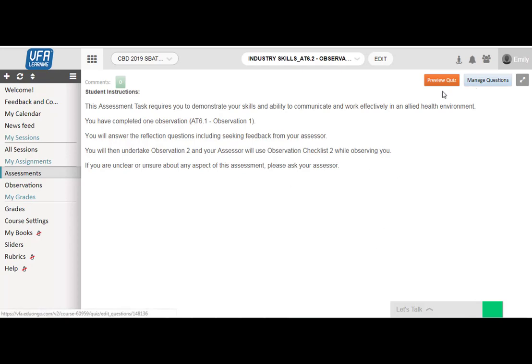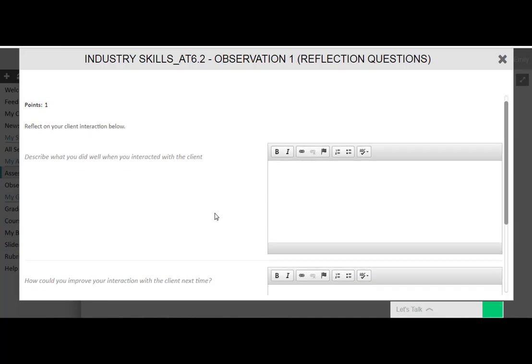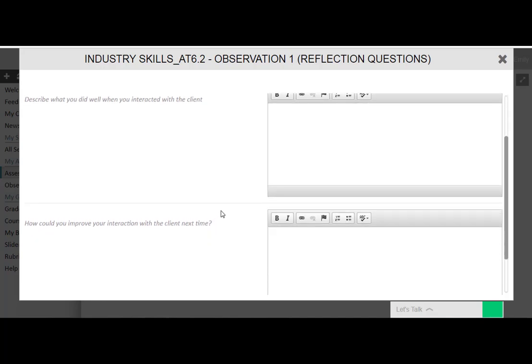So once you've done this observation, if you prefer to take the quiz, you'll see that there's going to be questions for you to reflect on. So you need to identify what you did well when you were interacting with the client and what you could improve on.